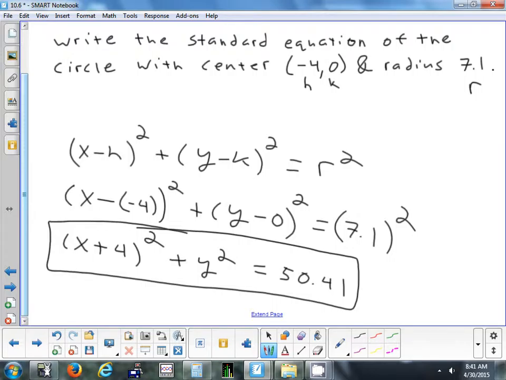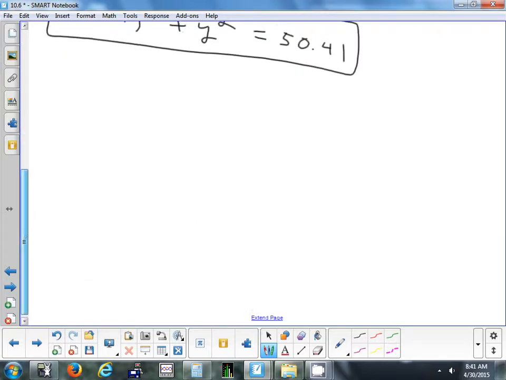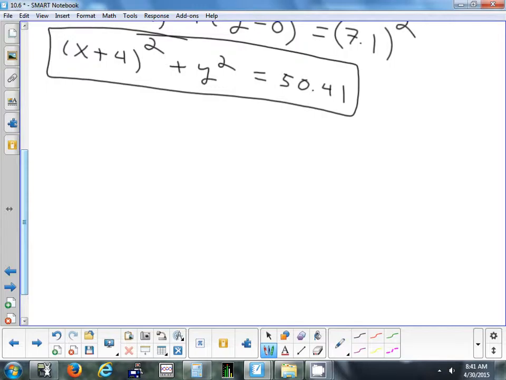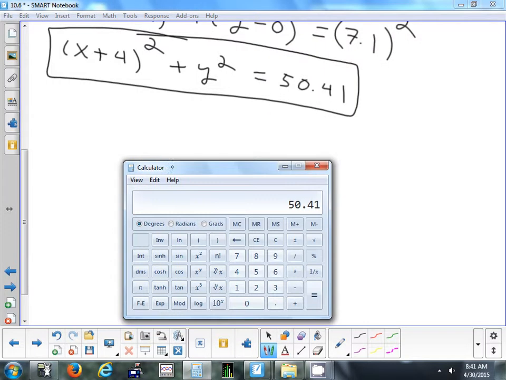Any question on that? Now, what if I gave you this equation, and I said to you, just looking at this equation, tell me the radius of the circle. How would you figure that out? Yep. Square root 50. That last part, that's the radius squared. So if you wanted to know what the radius was, you could take the square root of that last number, work backwards, and figure out how big the circle is.